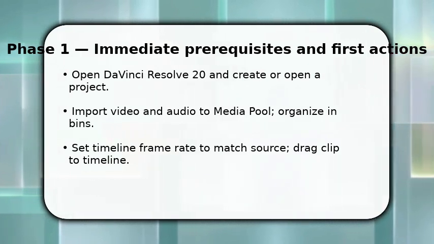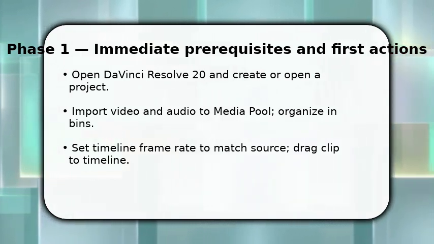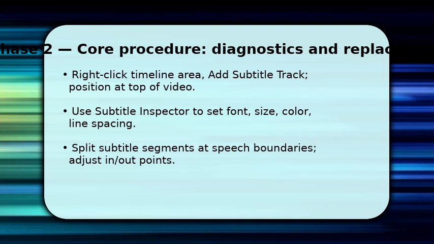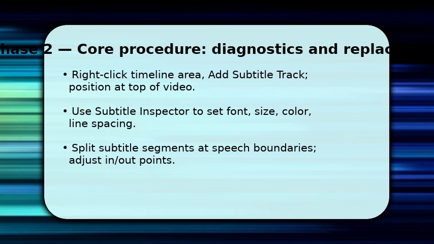You'll use those markers to paste subtitles accurately, which saves time later when you open the subtitles track. Next, add a subtitle track and begin creating segments aligned to speech. Right-click the timeline area, choose Add Subtitle Track, then click the Subtitles panel.